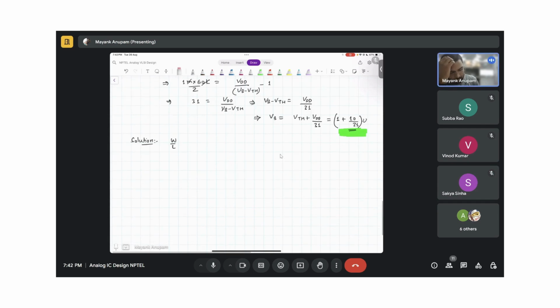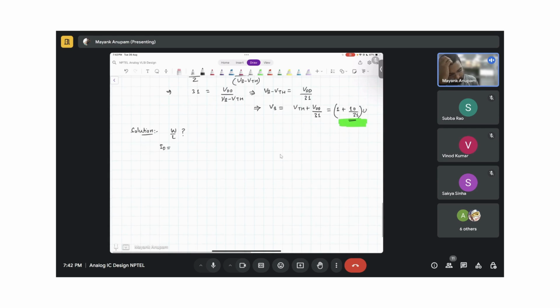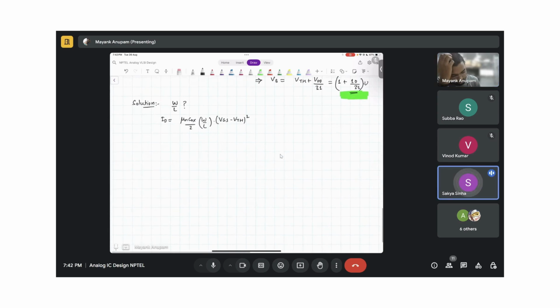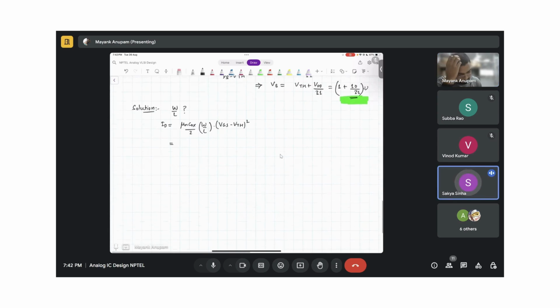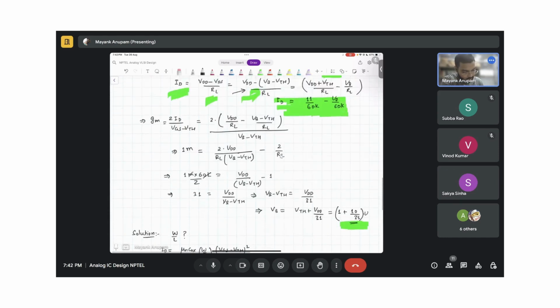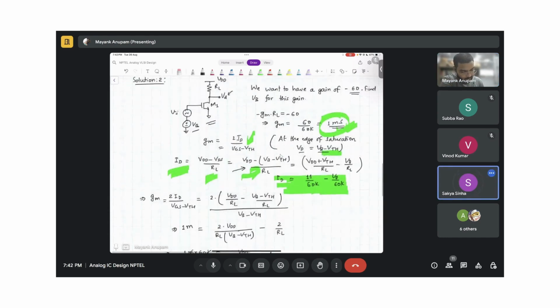So tell me, what will be the W by L? We know this transistor is definitely in saturation, so ID is equal to mu n Cox over 2 W by L into (VGS minus VTH) squared. So we don't need to check whether this is in saturation or not. We have actually applied the saturation condition.